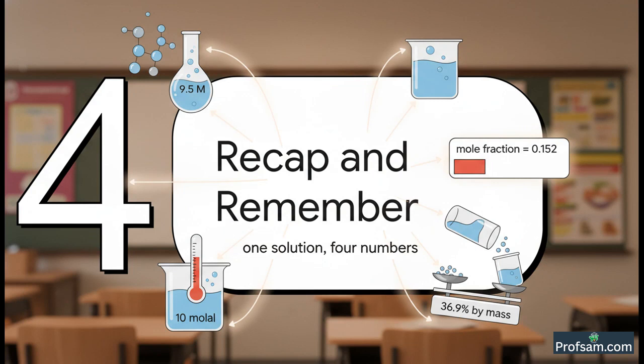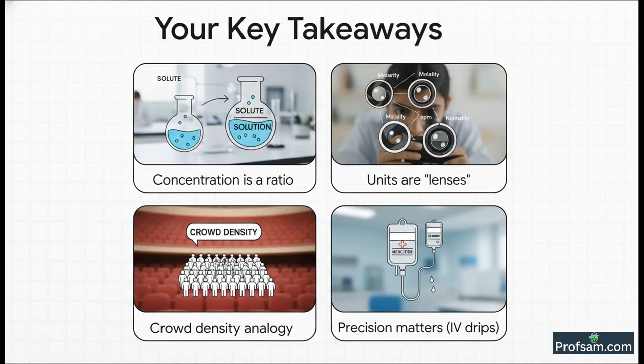One single solution, but 4 different, and all correct, numbers to describe its concentration. 9.5 molar, 10 molal, a mole fraction of 0.152, and 36.9% by mass. Let's just quickly recap the main points that you should remember. First, always remember that at its core, concentration is just a simple ratio. Second, think of these different units, molarity, molality, and so on, as different lenses or different languages to describe this same ratio. Third, that crowd density analogy is a very powerful way to remember the difference. Molarity is people per theater, molality is people per floor space.